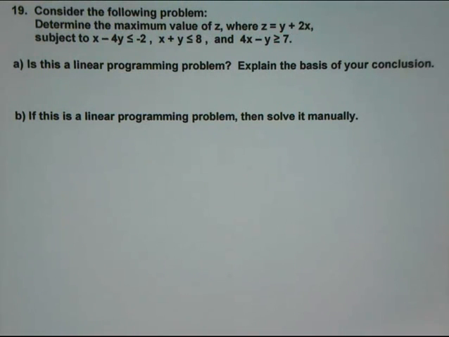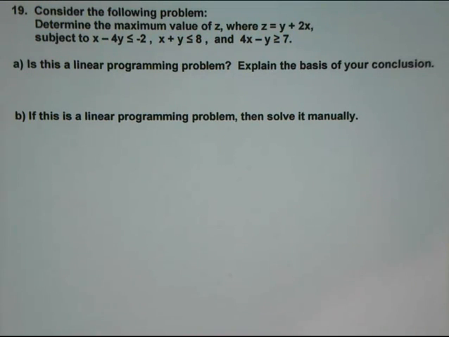Exercise 19. Consider the following problem. Determine the maximum value of z, where z equals y plus 2x, subject to x minus 4y less than or equal to negative 2, x plus y less than or equal to 8, and 4x minus y greater than or equal to 7. Part A. Is this a linear programming problem? Explain the basis of your conclusion.